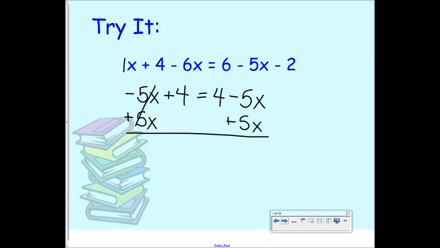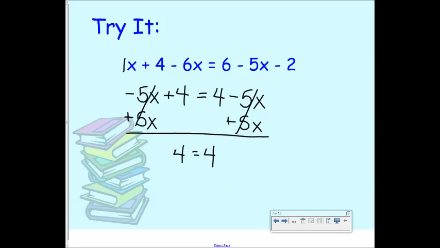So what do I really have left here? 4 equals 4. What happened to my variables? They canceled out. They disappeared. My variables are gone. And I am left with 4 equals 4. Is that true or false? True. 4 is equal to 4. So this is a weird situation because my variables have disappeared. I have no variables left.